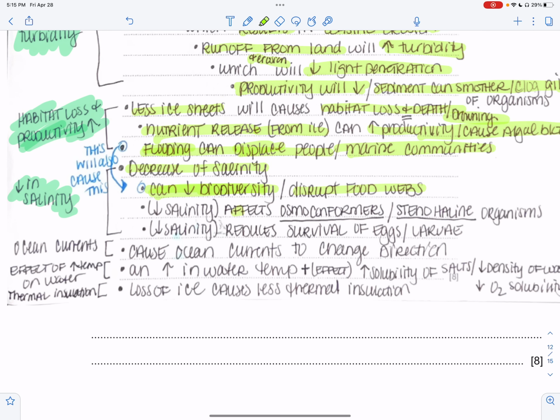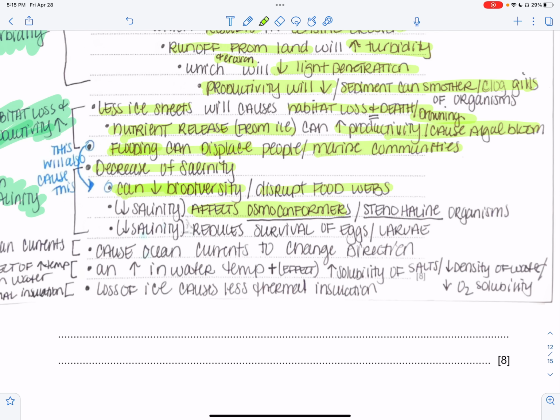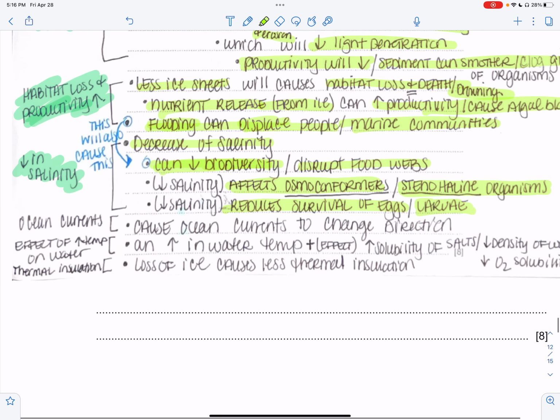Lower salinity will affect osmoconformers, so organisms that match the water potential of the environment. They become like the water potential of their environment. Or stenohaline organisms, steno meaning narrow, organisms that can only tolerate a narrow range of salinity change. Decreasing salinity can reduce the survival of eggs or larvae. They're used to, or developed to be in, a more saline environment. Having a decrease in salinity will cause them to take on much more water because the environment becomes hypotonic.